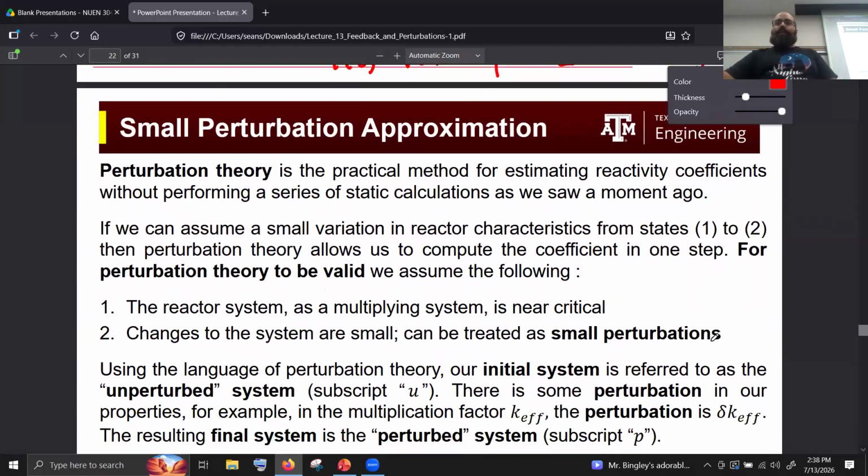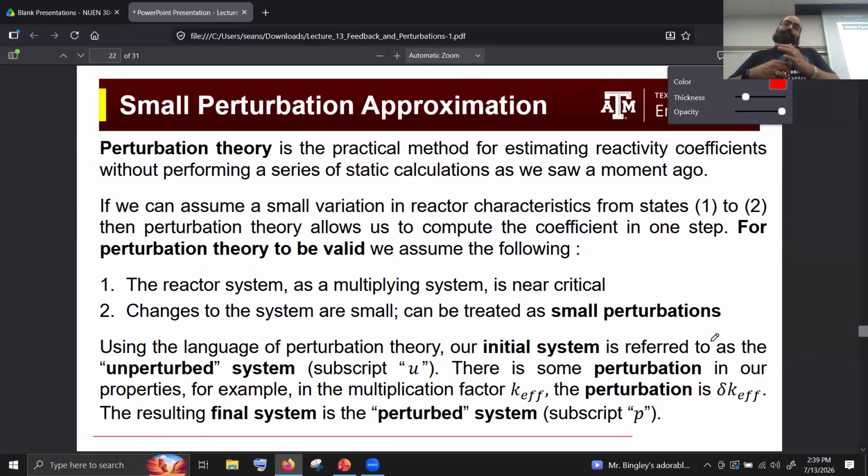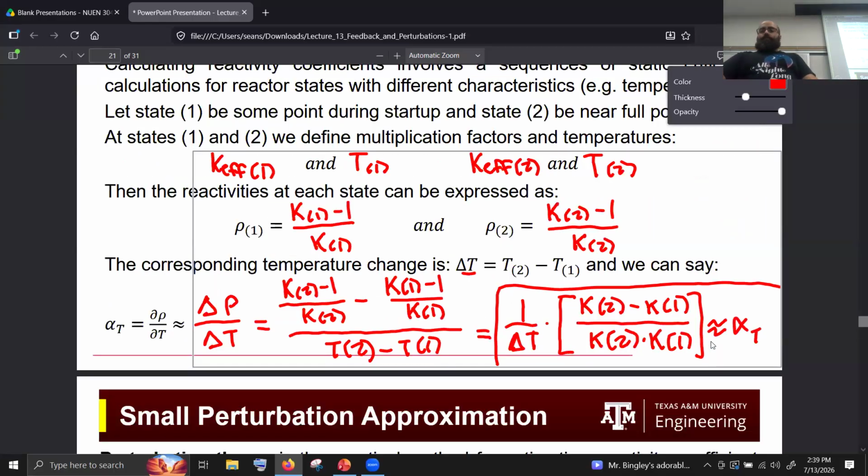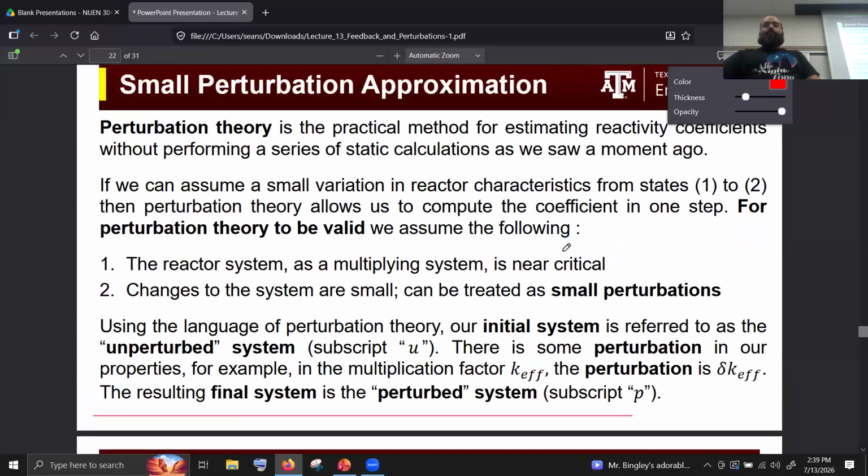And the other way to do it is using something called perturbation theory. This is a more mathematical way of determining a temperature coefficient without having to do a series of steps at different states. All you need to do perturbation theory is that you need the reactor system to be initially critical or near critical. And the changes that we make to the system to go from state 1 to 2 have to be small enough that we can treat those as small perturbations.